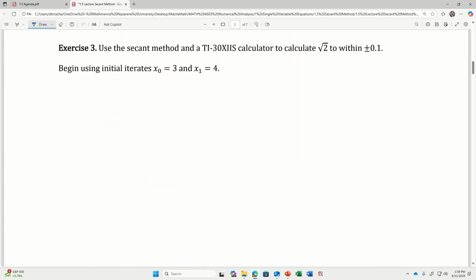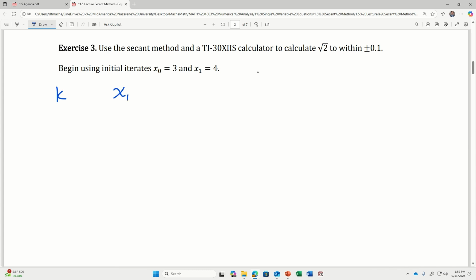So let's use the secant method, and on your test, you'll be allowed to use the TI-30X2S calculator to calculate square root 2 within 0.1. And it tells me what initial iterates to use. I think I said this before, but on a test, I'm also going to tell you exactly what initial iterates to use. That way I can grade it more easily. And so let's find out.